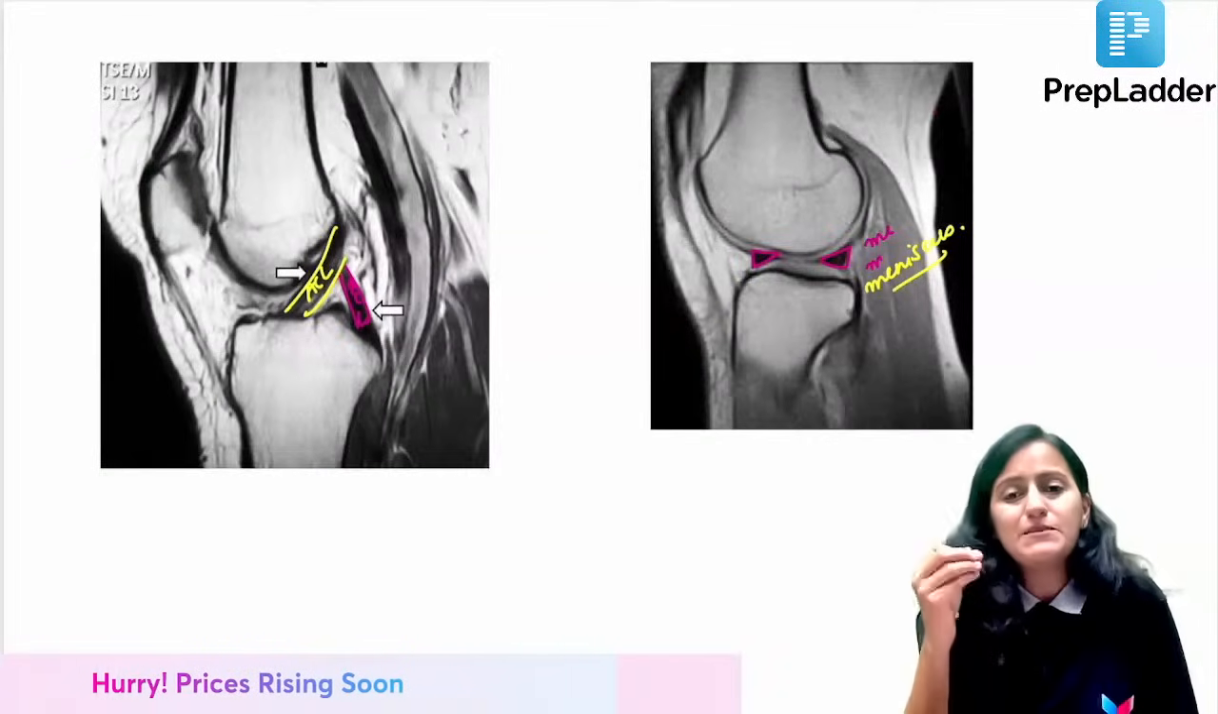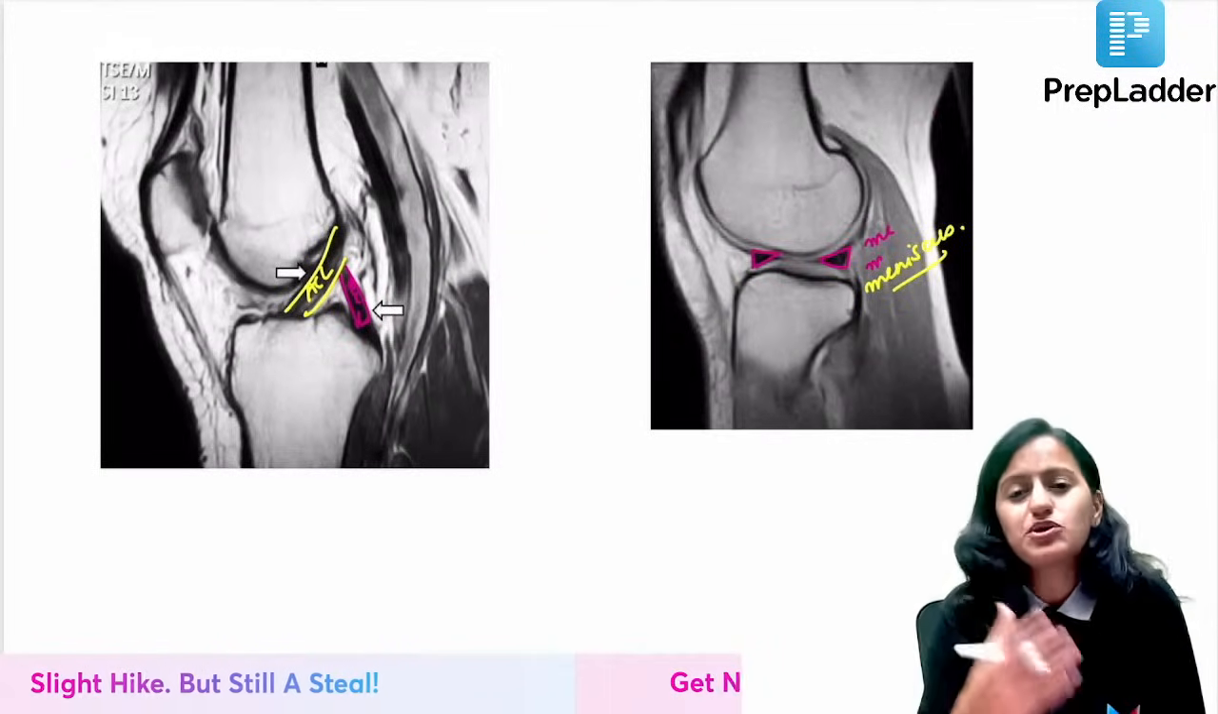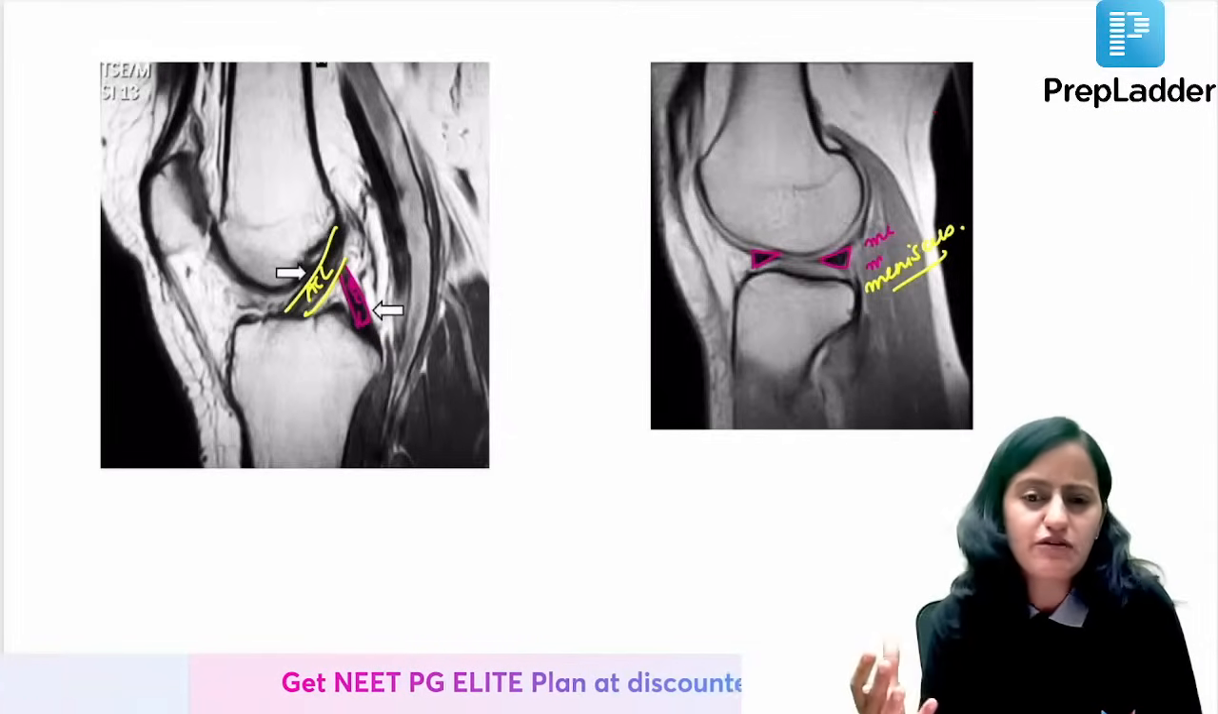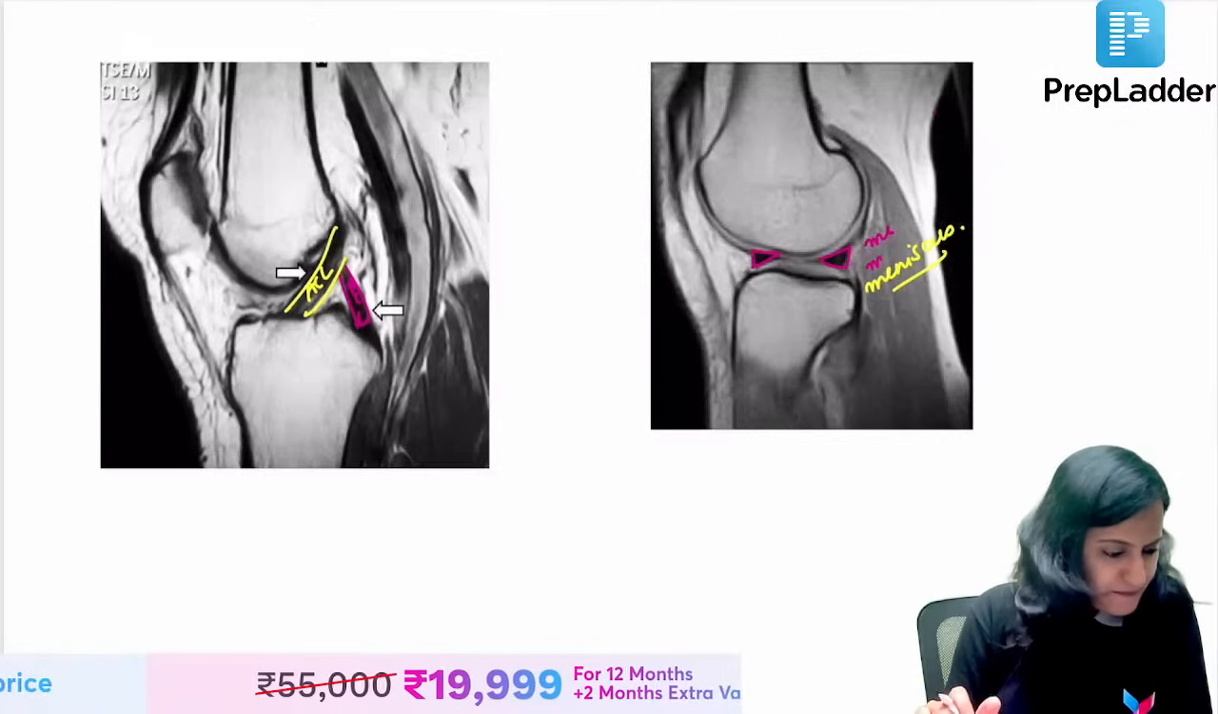Okay, so remember meniscus and ligaments are well seen on MRI. Meniscus is a cartilage. So for cartilage, ligaments, nerves, for all soft tissues, MRI is a better investigation. Is this clear with everyone?